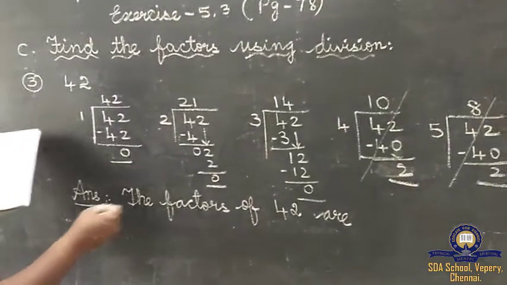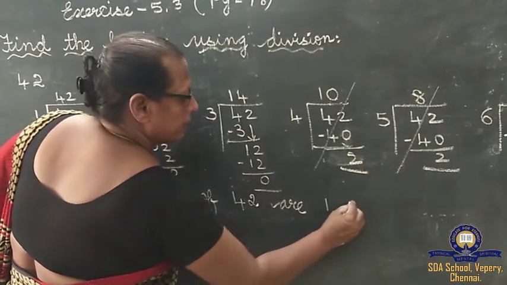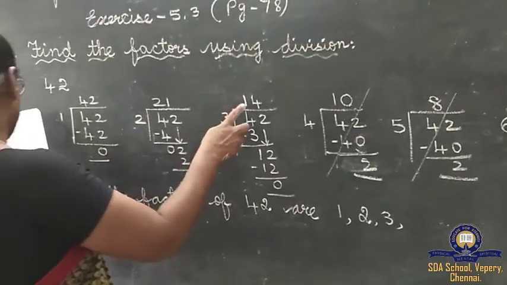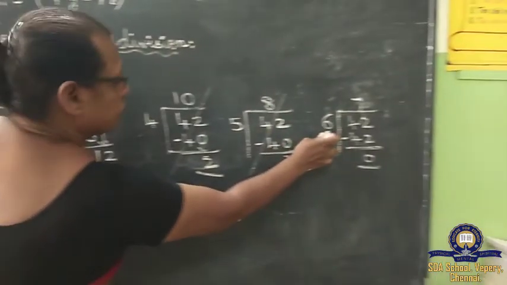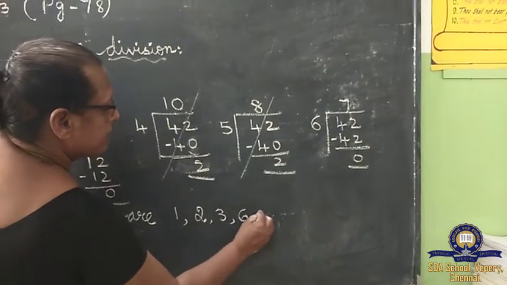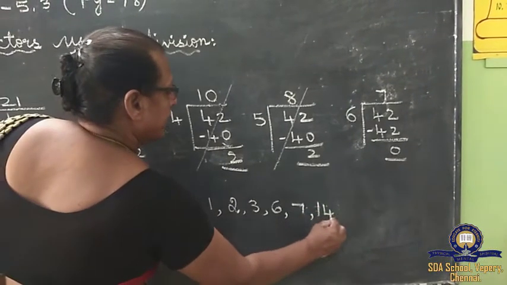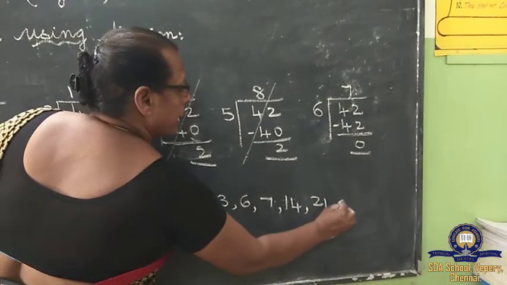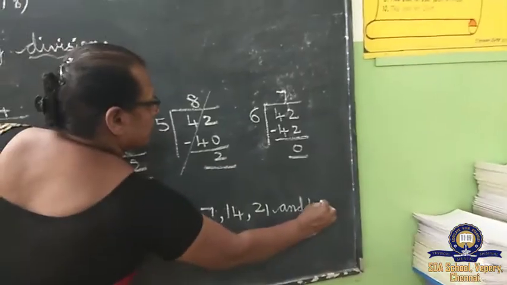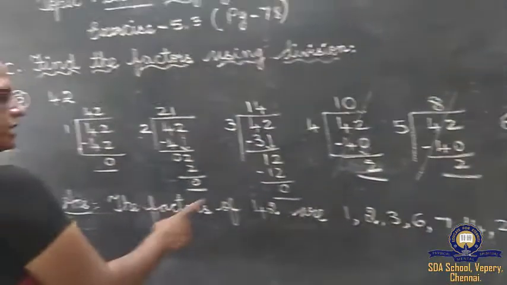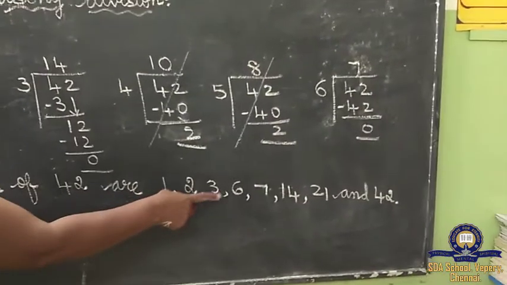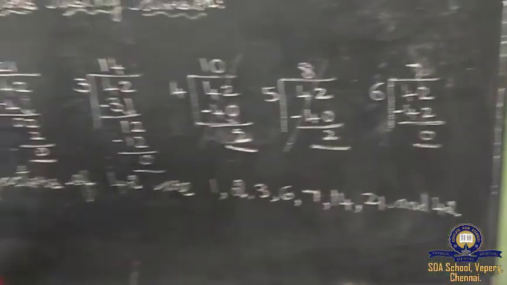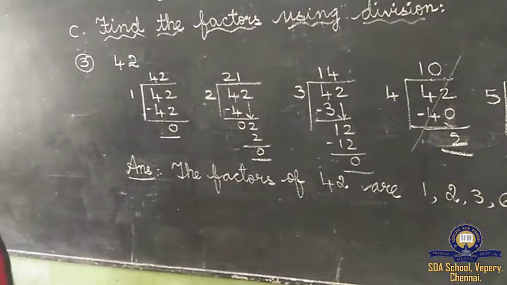Understood, children? Okay. 1, 2, 3, and then what can you write? See, here I forgot this one. 6, then 7, 14. See, here 42 goes in many tables, isn't it? 21 and 42. See, the factors of 42 are 1, 2, 3, 6, 7, 14, 21 and 42.